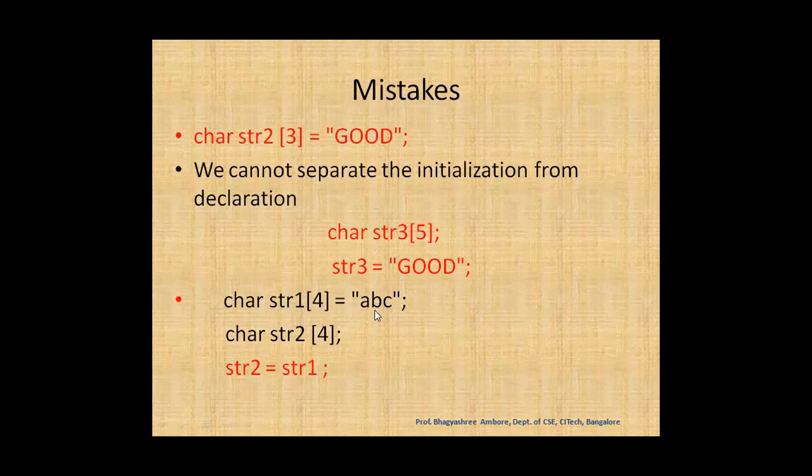I said 4 characters, fine, I have given 3. It is perfect initialization. Then the second declaration is also perfect, but I cannot assign one string value to another string. That is not possible in the case of strings. To do these two operations, we have built-in functions. One is copying one string to another string. Another one is assignment of a string. For this, we have separate functions.